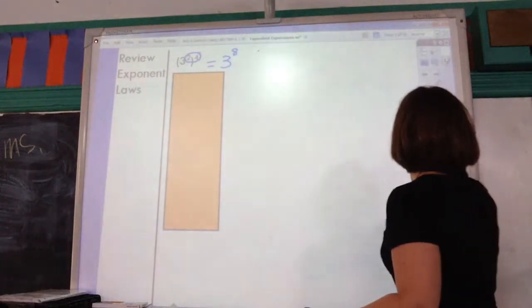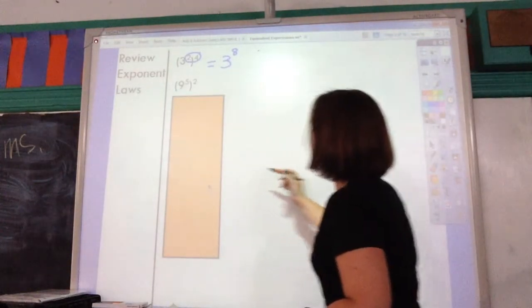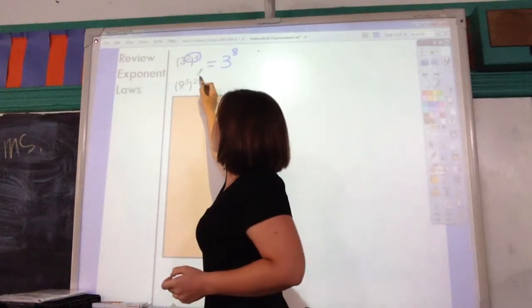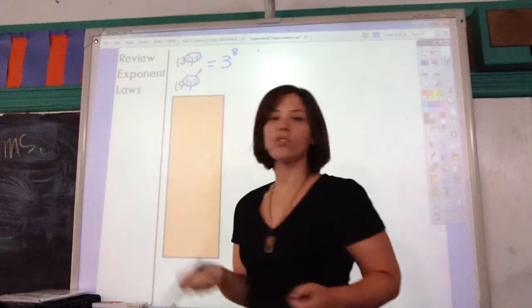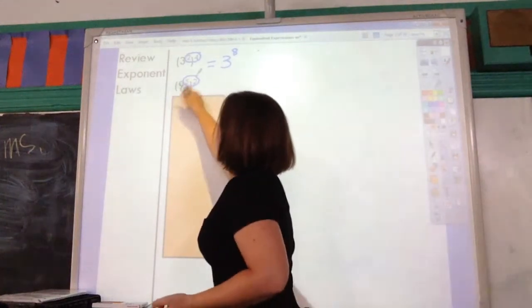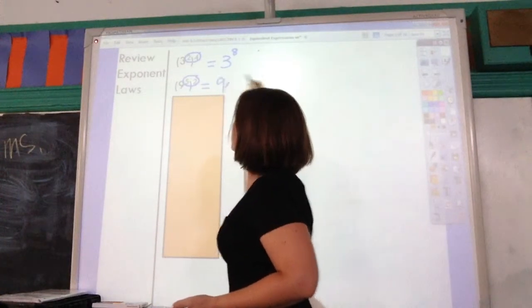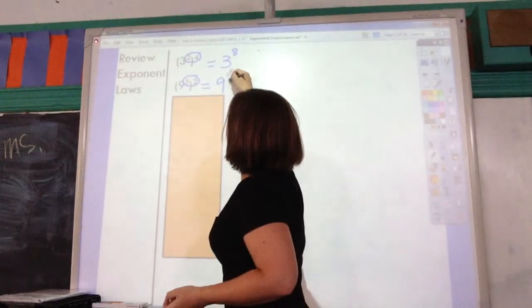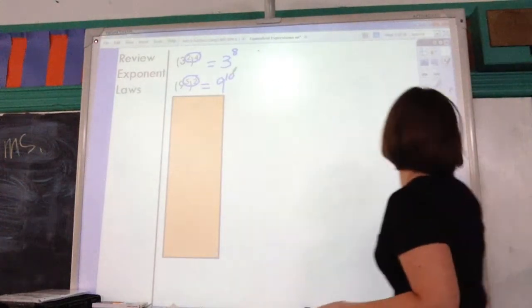Let's look at another one. 9 to the 5th squared. These two exponents are squished together. Squished together in math always means multiply, so I'm going to keep my base of 9 and multiply my exponents. 5 times 2 is 10, so it's 9 to the 10th.